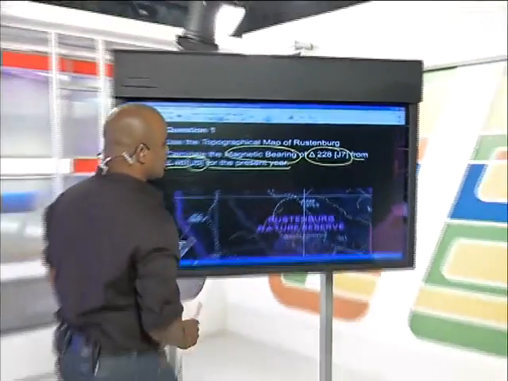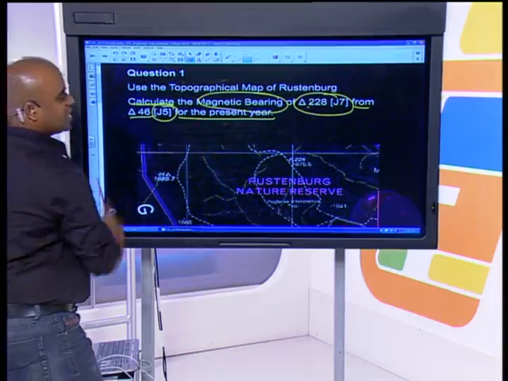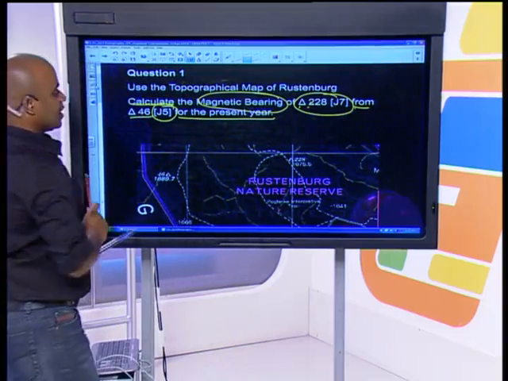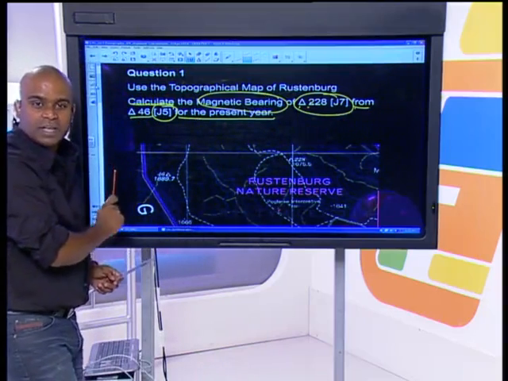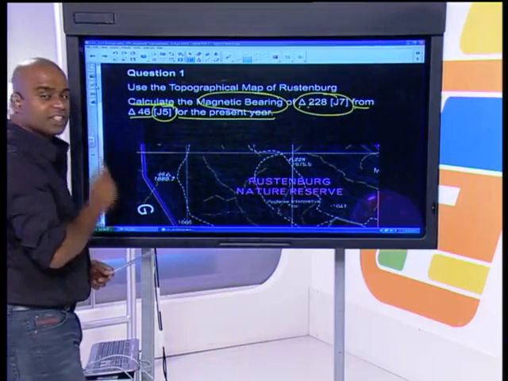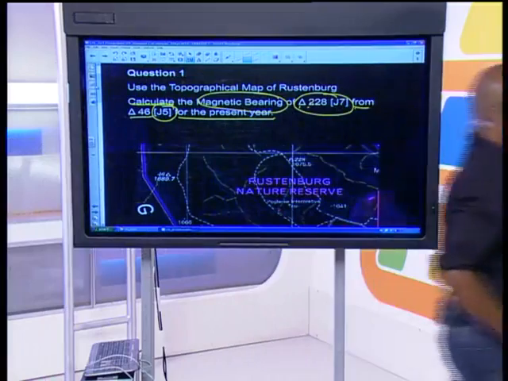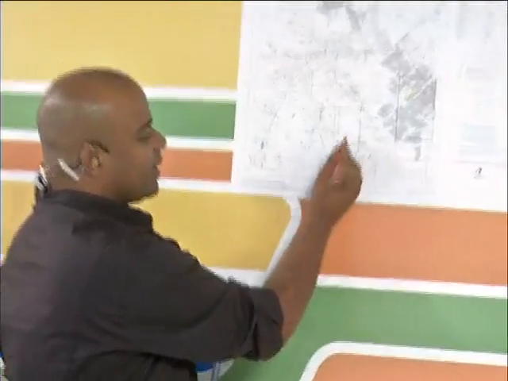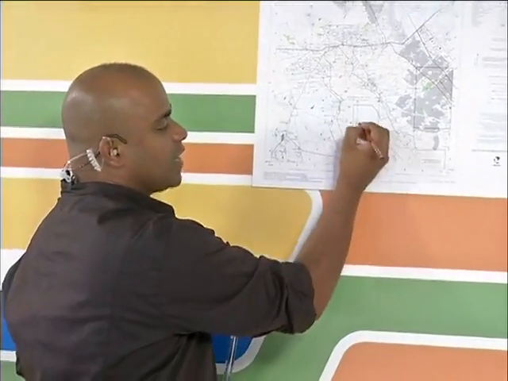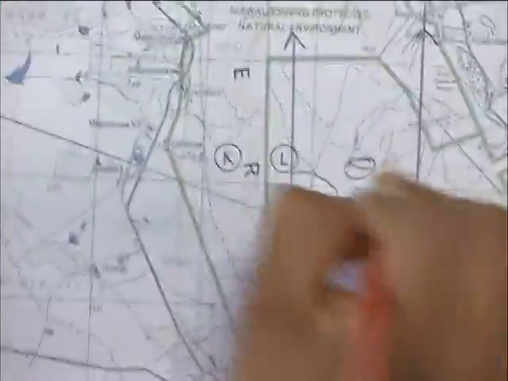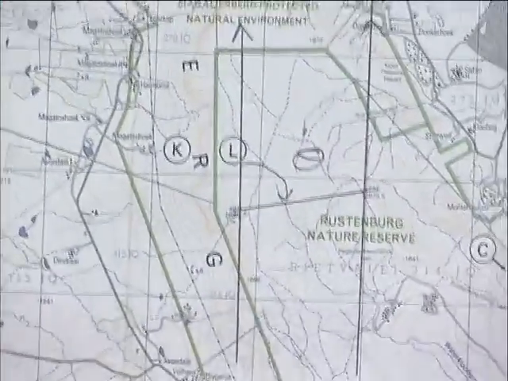Now, let's go back to the question and understand it. Calculate the magnetic bearing of trig beacon 228 from trig beacon 46. In this example, it is trig beacon 46 which is my from point. So what do I do? I go back and remember the angle from the true north line to the other point. This angle here is what we call the true bearing.